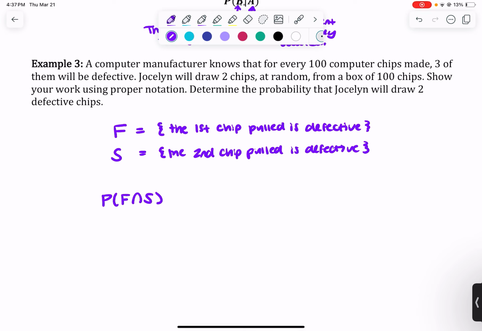So I want to know the probability that the first and the second chip that Jocelyn pulls will be defective. Since I know that these events are dependent, I know the probability of the first won't change, because nothing's happened yet. So P of F will be the regular clean slate situation. But the second event's probability will be impacted, because the first event will already have occurred.